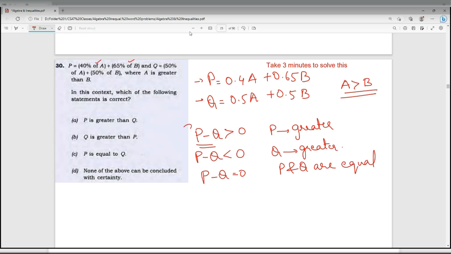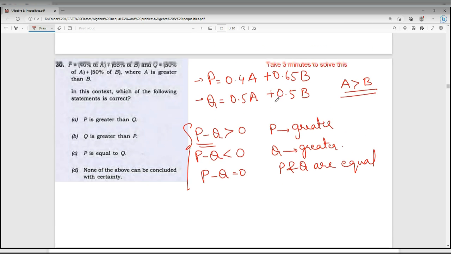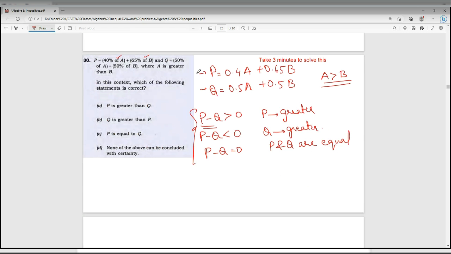I hope these things are clear. So now we have these two equations. We'll subtract these two. If I subtract equation 1 and equation 2, P minus Q, this is 0.4a minus 0.5a, that is minus 0.1a. 0.4 minus 0.5 is minus 0.1. And 0.65b minus 0.5b is plus 0.15b.